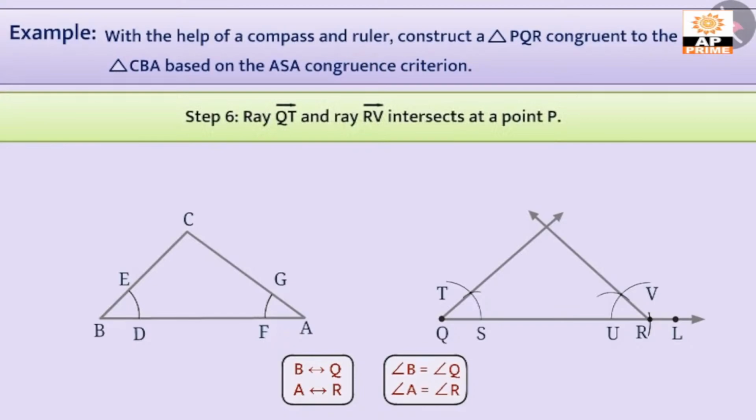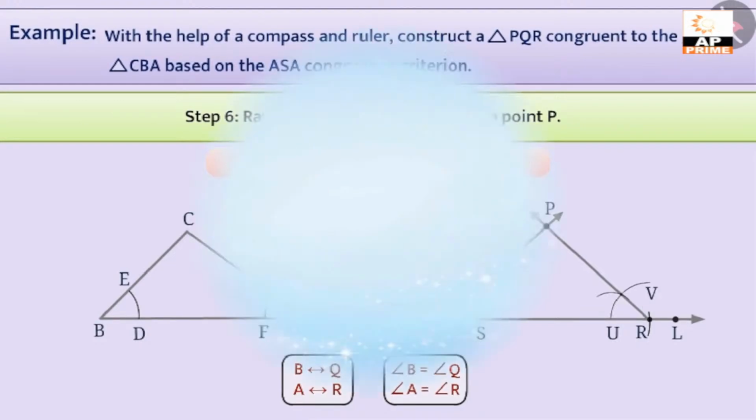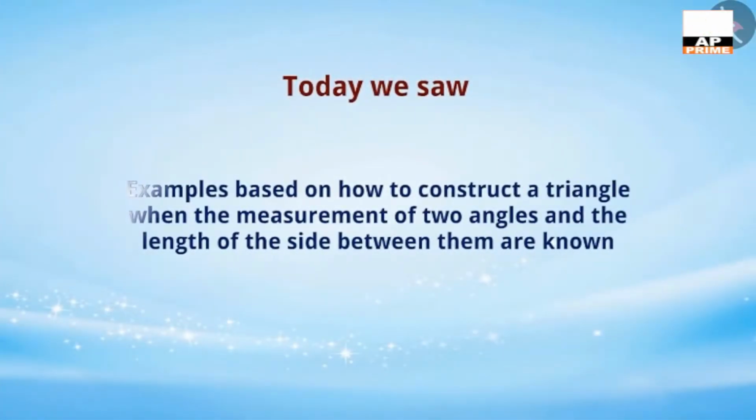Step 6. We observe that the two rays, ray QT and ray RV, intersect at a point. This point of intersection of the two rays is vertex P. Thus, we have triangle PQR, which is congruent to triangle CBA under the ASA congruence criteria. Today we saw examples based on how to construct a triangle when the measurement of two angles and the length of the side included between them are known.